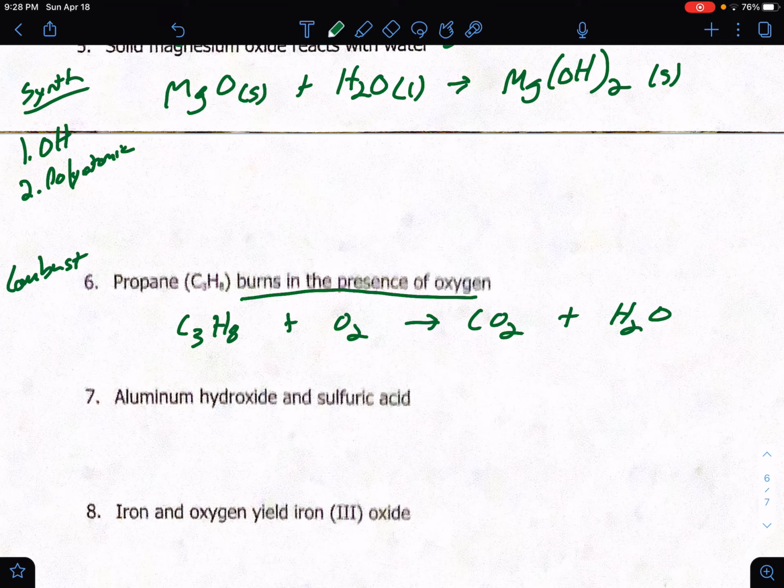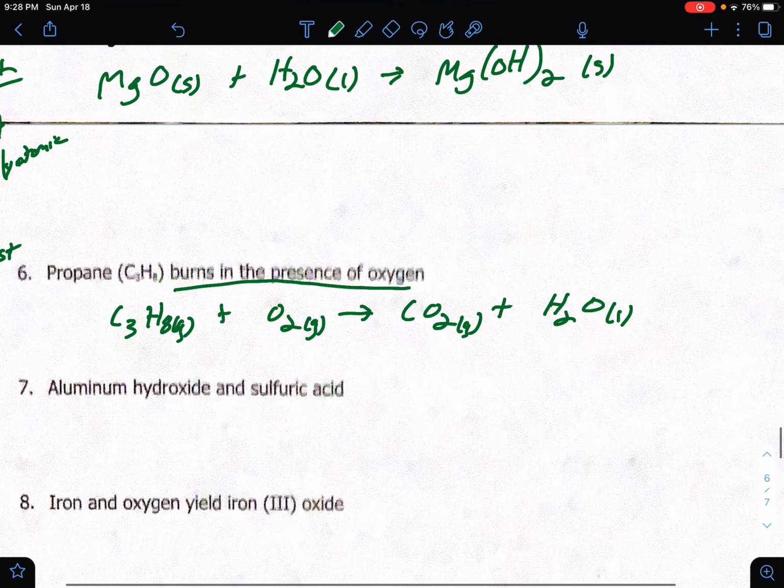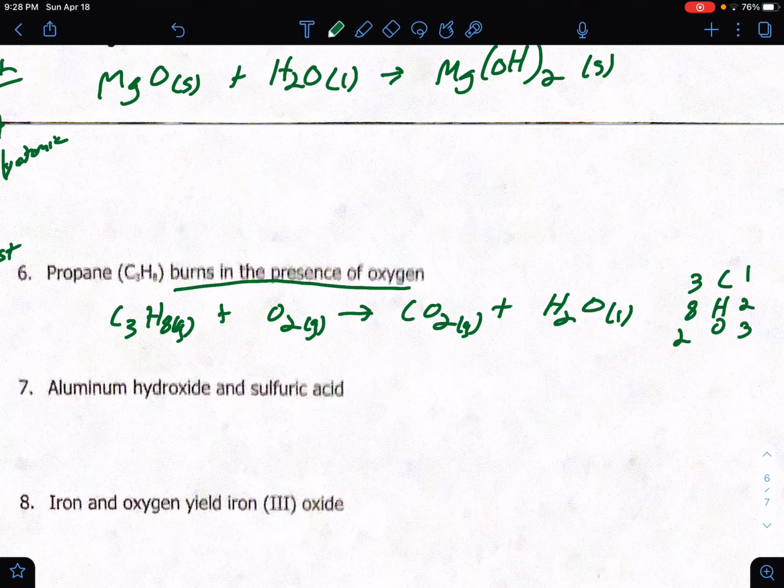Okay, I'm going to try to just look at this basically based off how I can see. So propane is a gas. So first let me put my states of matter. O2 is a gas, CO2 is a gas, and H2O is a liquid. Okay, so actually I'll just go ahead and do it this way. I'll do the CHO. I have 3 carbons on the left, 8 hydrogens on the left, 2 oxygens on the left, and then I have 1, 2, 3 on the right.